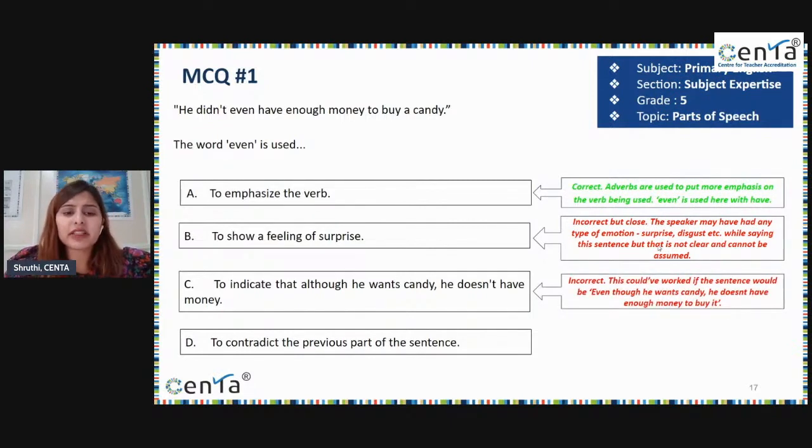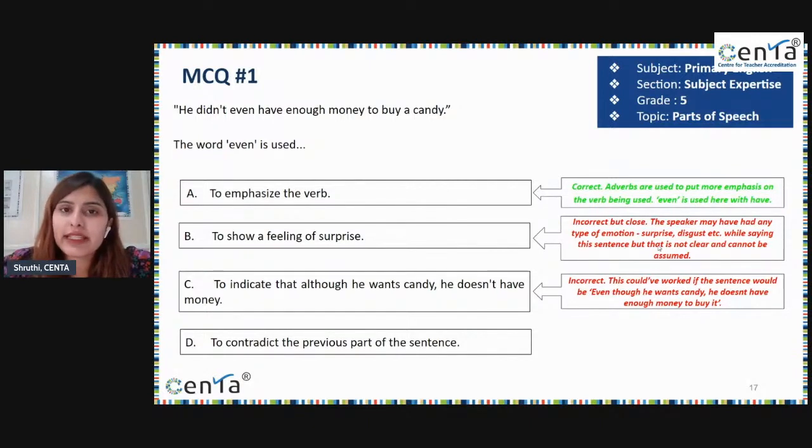Let's look at why C is incorrect. C is incorrect because this may have worked if the sentence itself was different, or used differently, which was, even though he wants candy, he doesn't have enough money to buy it. So in that context, if I had used even though, then C would have been the correct answer. But in this case, that's not the context, and therefore C is not correct.